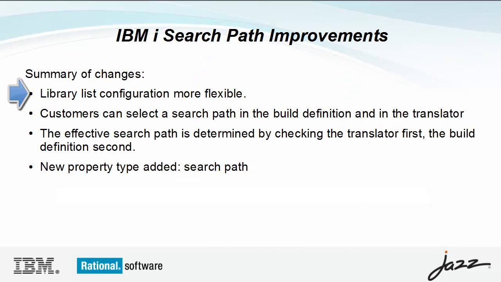The main goals of this plan item were to make the search path configuration more flexible and to improve user experience. Search paths can now be specified in translators and in build definitions. The effective search path is determined by checking the translator first, the build definition second. If none is found, the default load and output libraries defining the SEM properties will be used. Search path can now be specified via properties. To support this, a new property type was added.